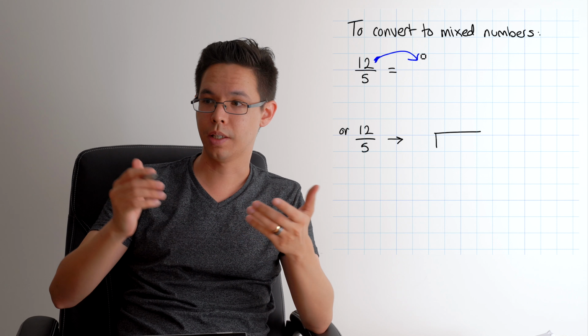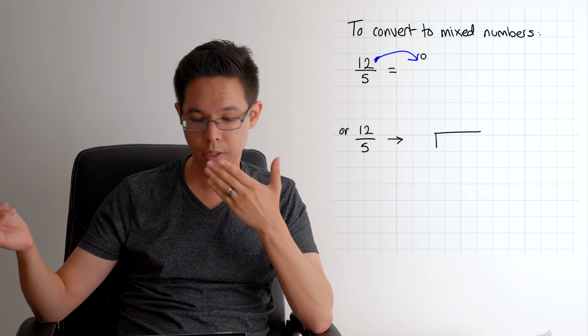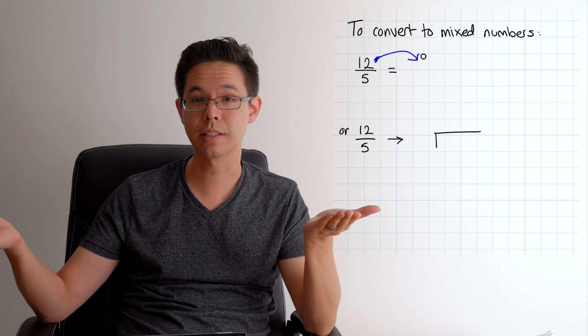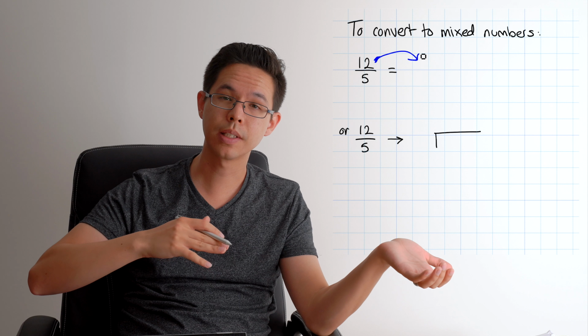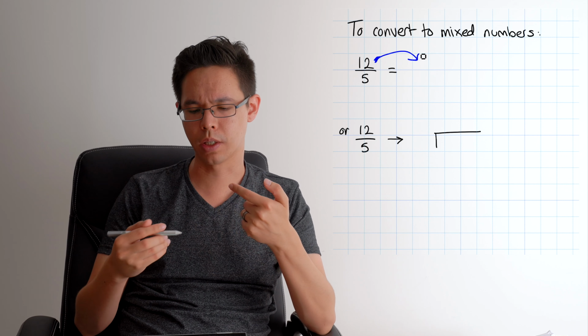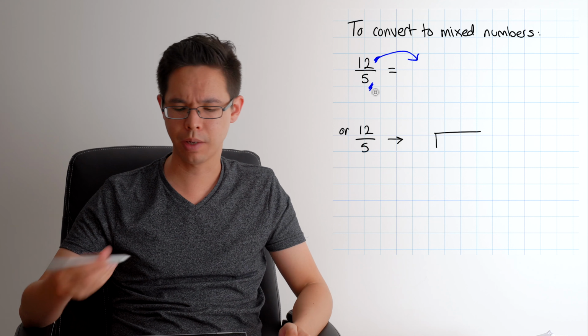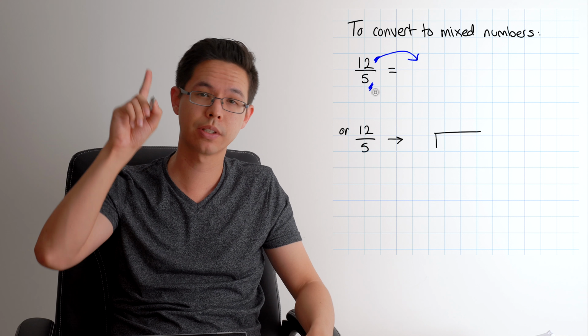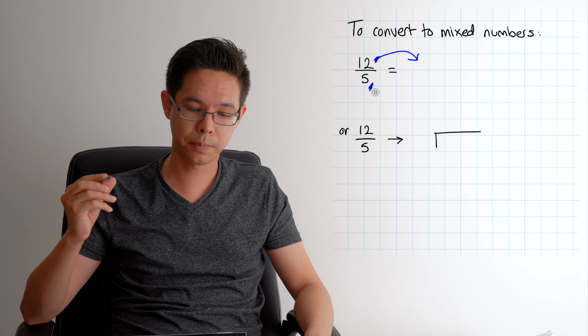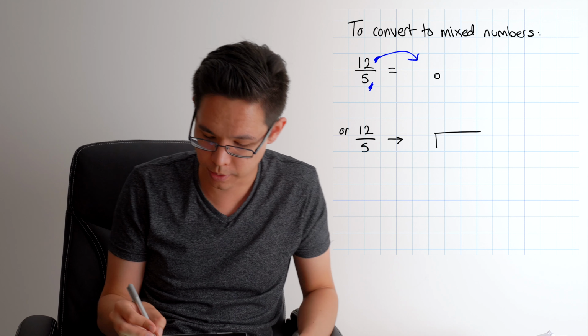If I've got 2 times 6, it's still the same fraction. So here's where I want it. Since my denominator is 5, I want to find out how many 5s are possible to fit into the numerator.